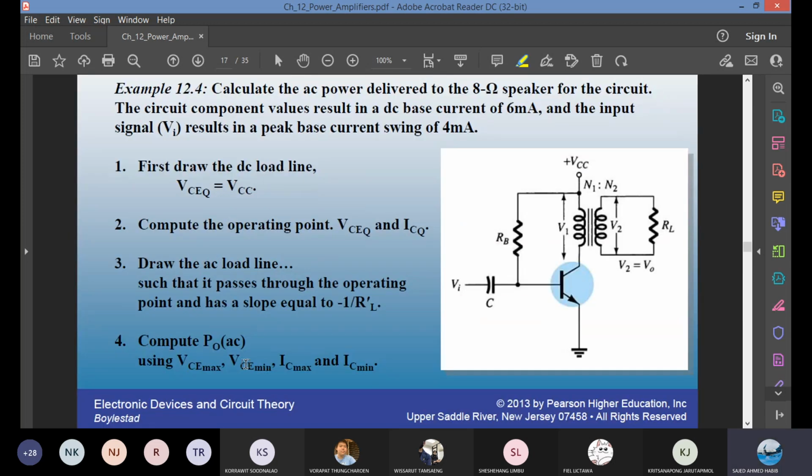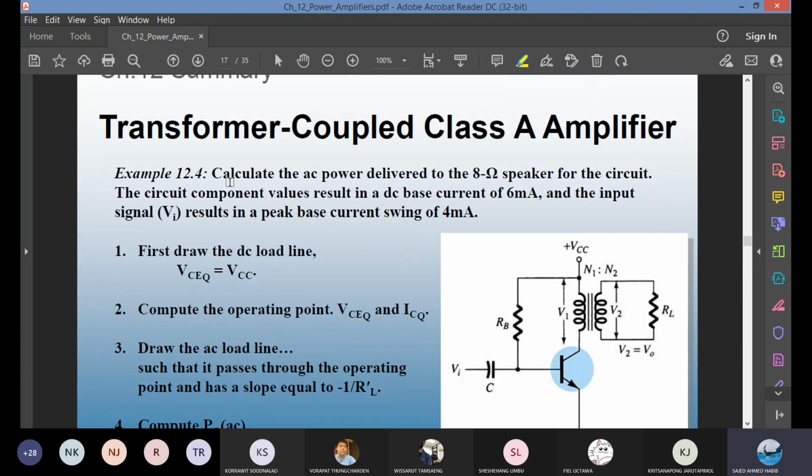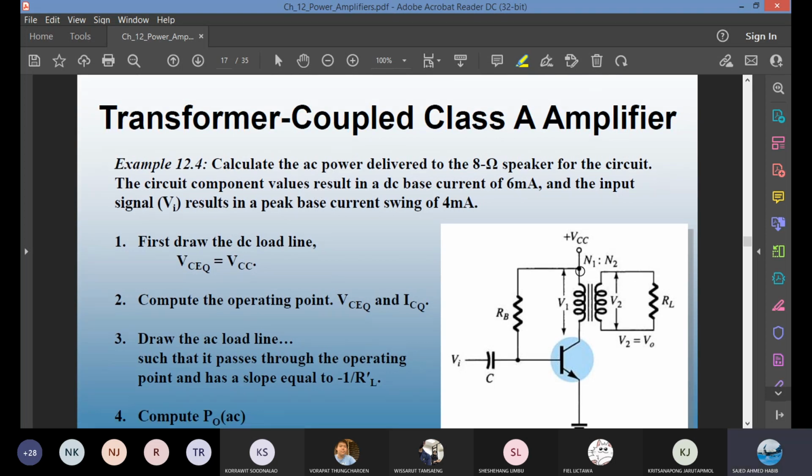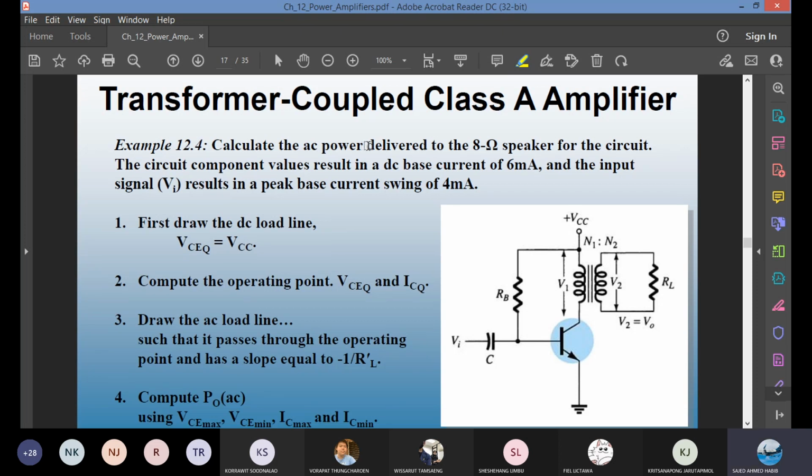So now I'll backtrack a bit. This is the main problem. Example 12.4. The circuit is given. Calculate the AC power delivered to the 8 ohm speaker for the circuit. The circuit component values result in a DC base current of 6 milliamp. Just look at the information. And the input signal results in a peak base current swing of 4 milliamp.